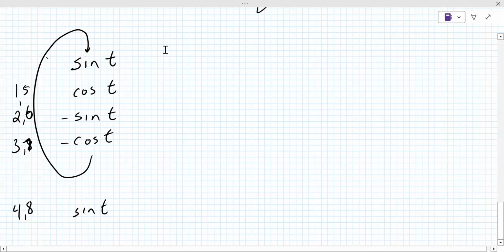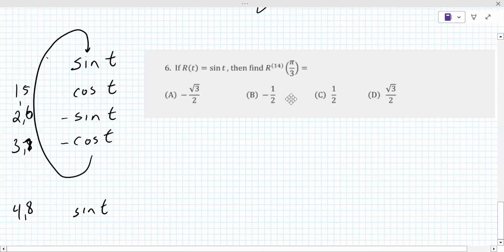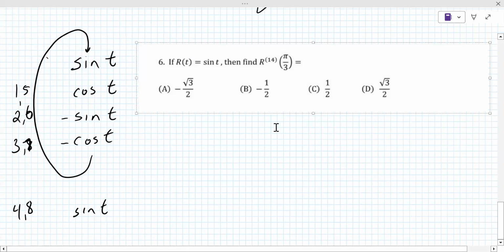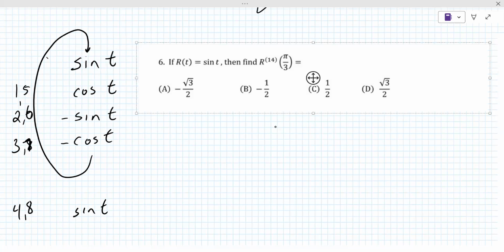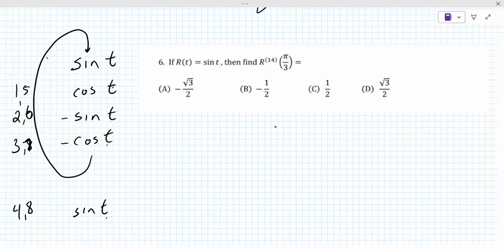The reason that's important here is r of t equals sine t. They're asking for the 14th derivative. You don't want to write 14 derivatives. You want to know the pattern, where does 14 fall on this list? You'll see students just sit there and count: 1, 2, 3, 4, 5, 6, 7, 8, 9, 10, 11, 12, 13, 14. So it's this one right here.